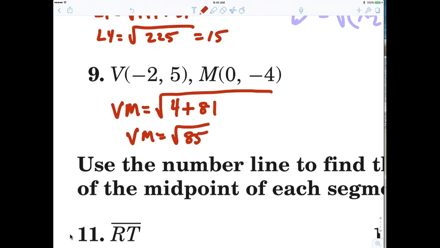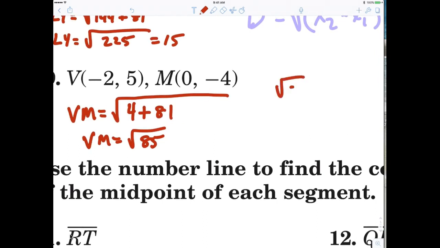And you're done. I don't want the decimal answer. Let's say the answer came out to be the square root of 20. How many people can tell me what that is?